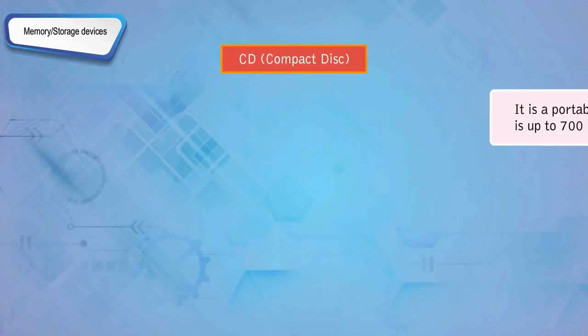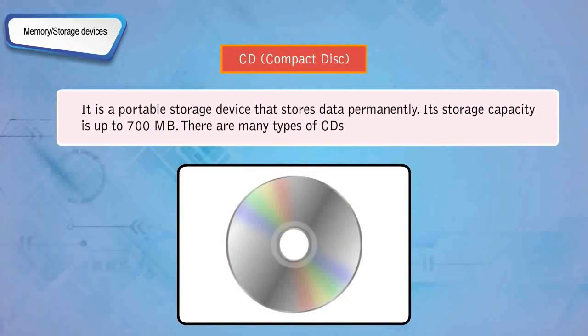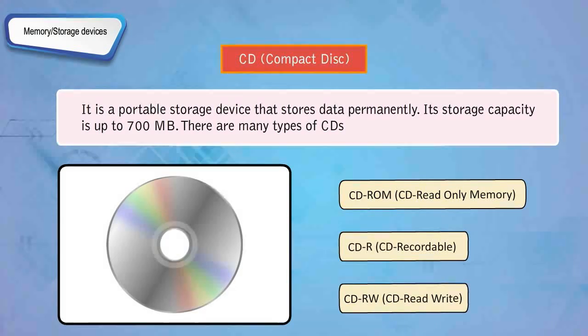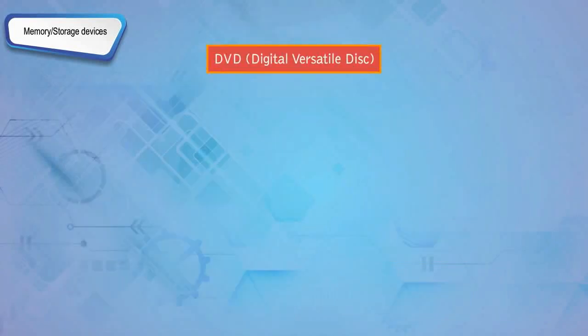CD, compact disc. It is a portable storage device that stores data permanently. Its storage capacity is up to 700 MB. There are many types of CDs: CD-ROM, CD read-only memory; CD-R, CD recordable; CD-RW, CD read-write.